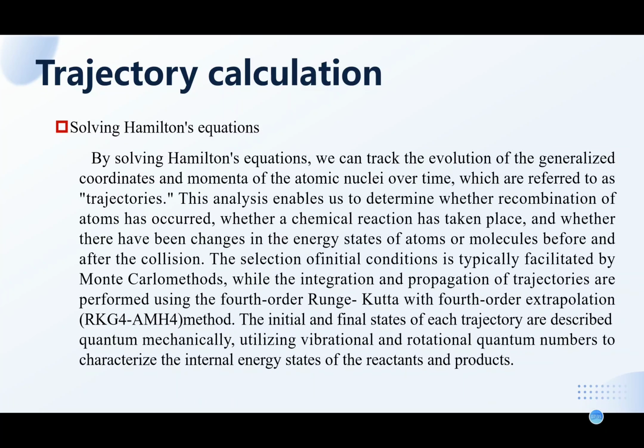Solving Hamilton's equations. By solving Hamilton's equations, we can check the evolution of the generalized coordinates and momenta of the atomic nuclei over time, which are referred to as trajectories. This analysis enables us to determine whether recombination of atoms has occurred, whether a chemical reaction has taken place, and whether there have been changes in the energy state of atoms or molecules before and after the collision.